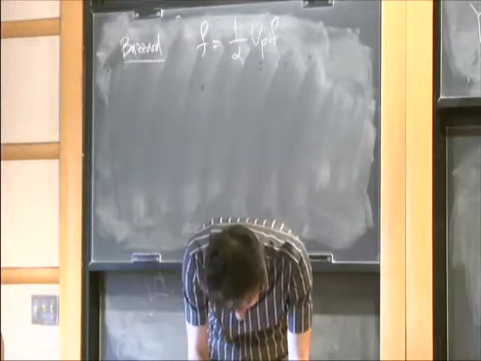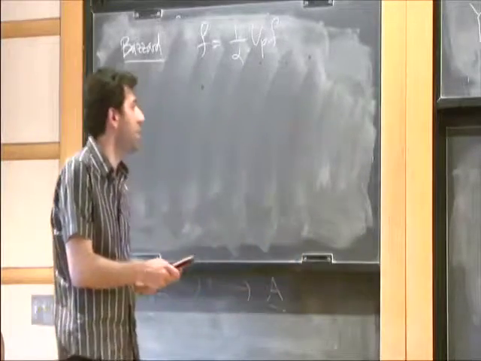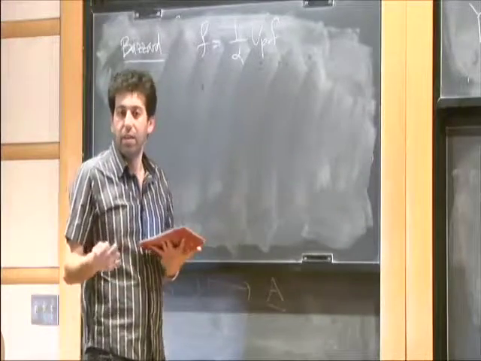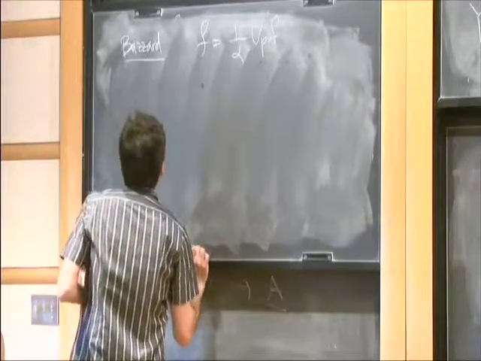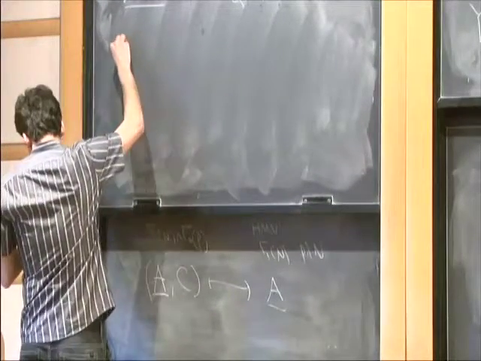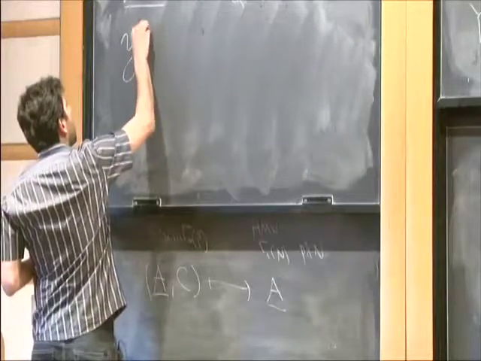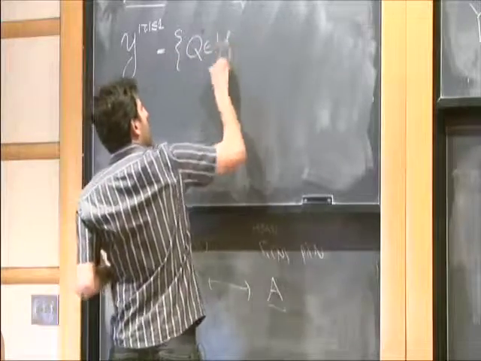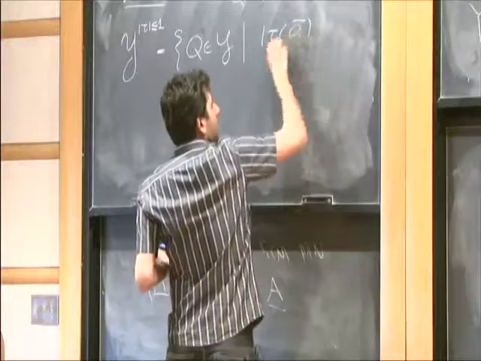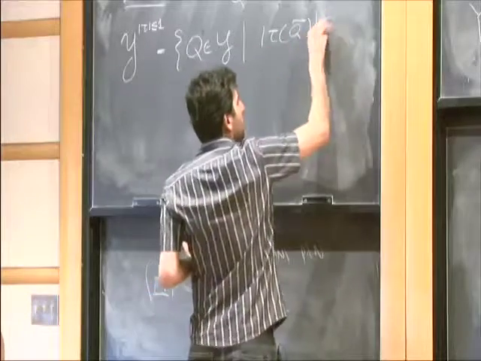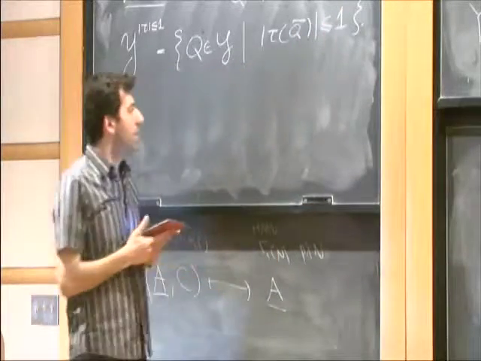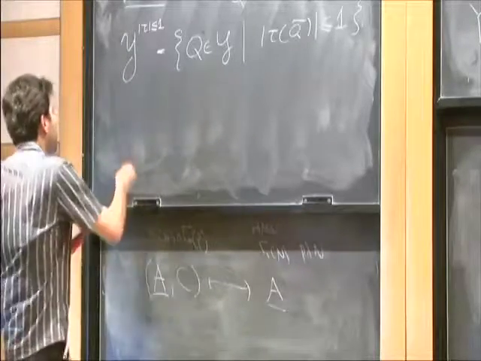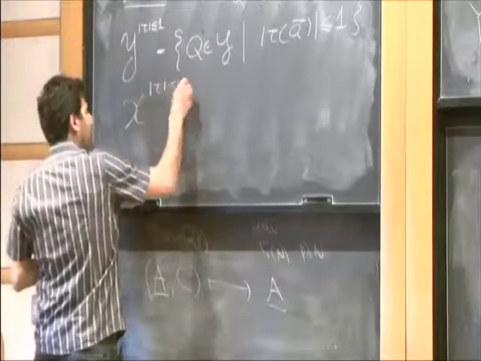How does it work in general? Let me make some definitions. I'm going to replace U can with something bigger than U can and try to prove the same kind of result. I'm going to define Y with cardinality of tau at most 1 to be all Q in Y such that the type of the specialization has cardinality at most 1. So it contains all the ordinary reduction points, and some more. Similarly, I can define this for X.